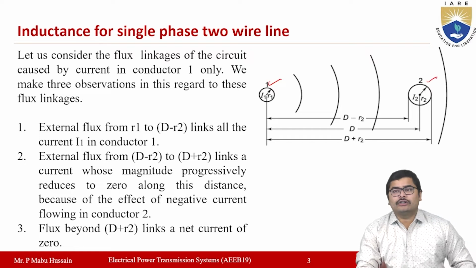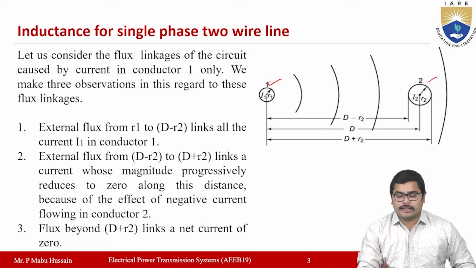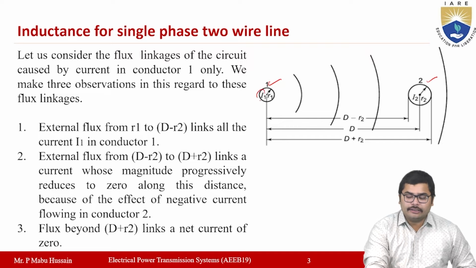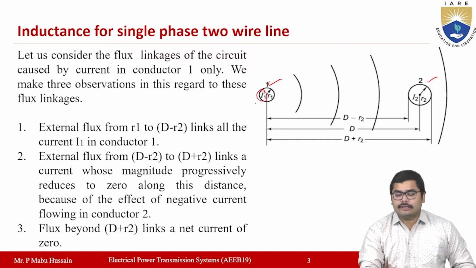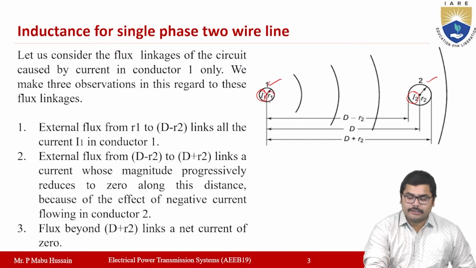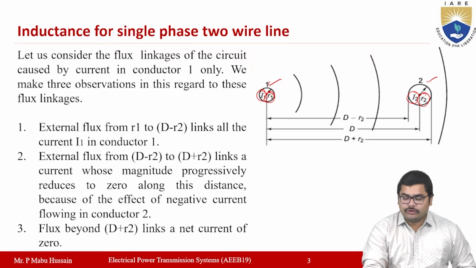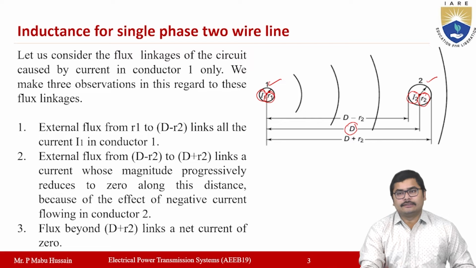So 1 and 2 are the two conductors of a single phase transmission line, and let us assume that conductor 1 is carrying a current I1 and conductor 2 is carrying current I2, and also assume that the radius of conductor 1 is R1 and the radius of conductor 2 is R2. And the distance between the two conductors, from center to center, you have to assume to be capital D.